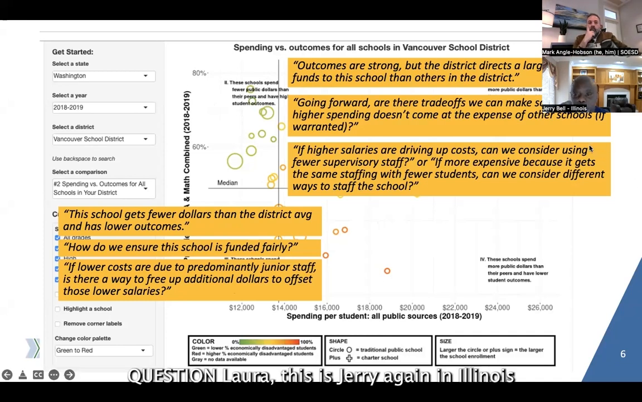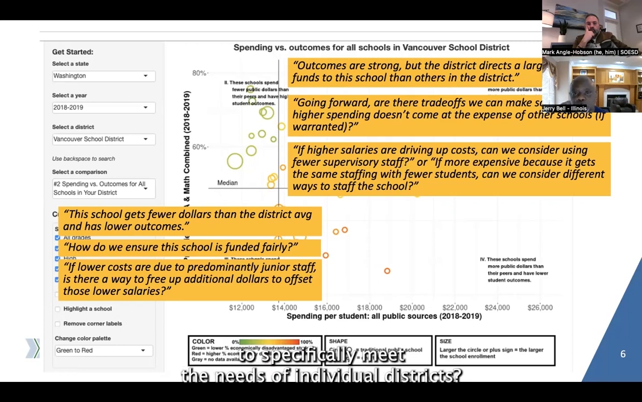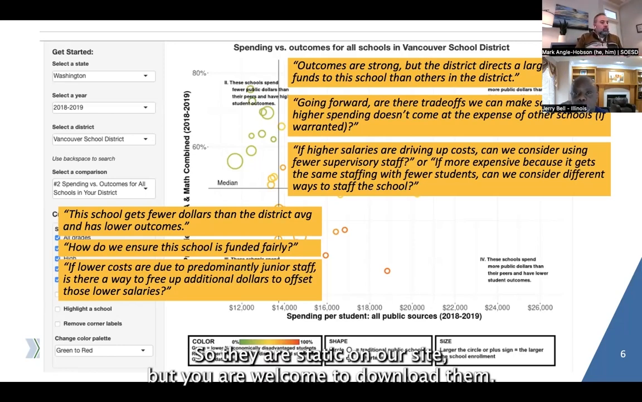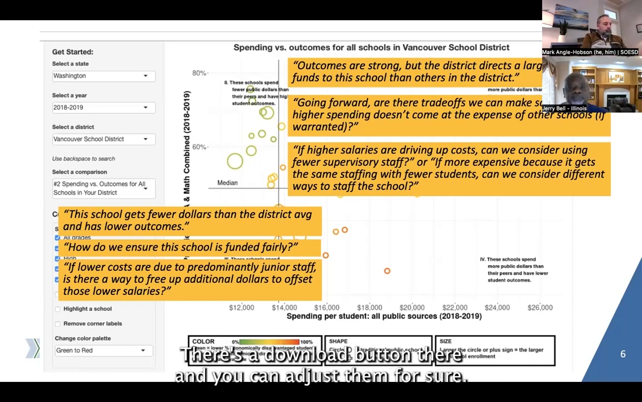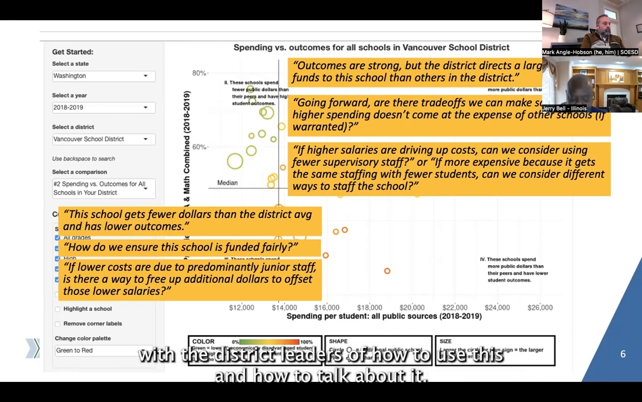Hey, Laura, this is Jerry again in Illinois, and I know we have to get to the other slides, so I'll make it brief. My question: on the questions tab, are those questions static, or can they be modified in order to specifically meet the needs of the individual districts? Or how does one go about seeing if we can tailor it for our needs? Yeah, so they are static on our site, but you are welcome to download them. There's a download button there, and you can adjust them for sure. There's also on the background tab a conversation protocol document from a training that we did with the district leaders of how to use this and how to talk about it.